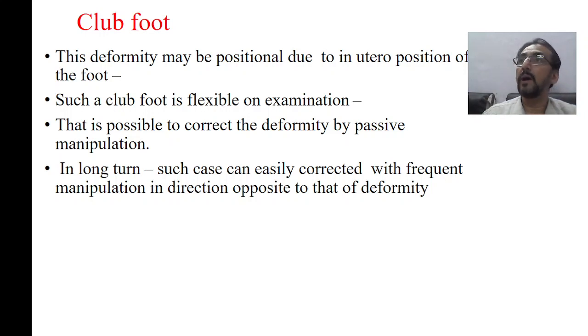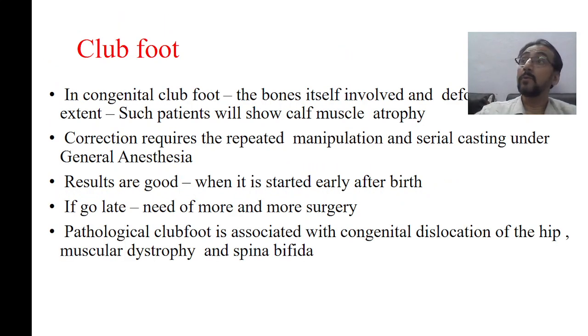Okay, so this is how we have to differentiate between the positional defect of club foot and the congenital defect of the club foot. Now, in congenital club foot, what happens? In congenital club foot, we have got many things. Talipes equinovarus, you know, has different varieties, and you know all that. Now, in congenital club foot, the bone itself is involved and deformed to some extent, so such a patient will show even calf muscle atrophy also.